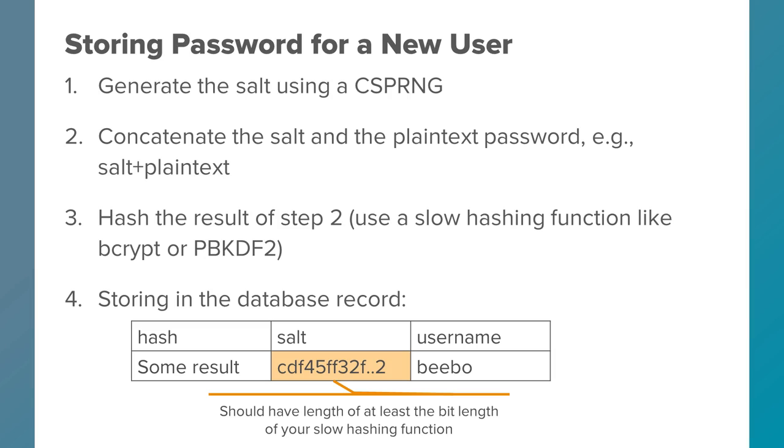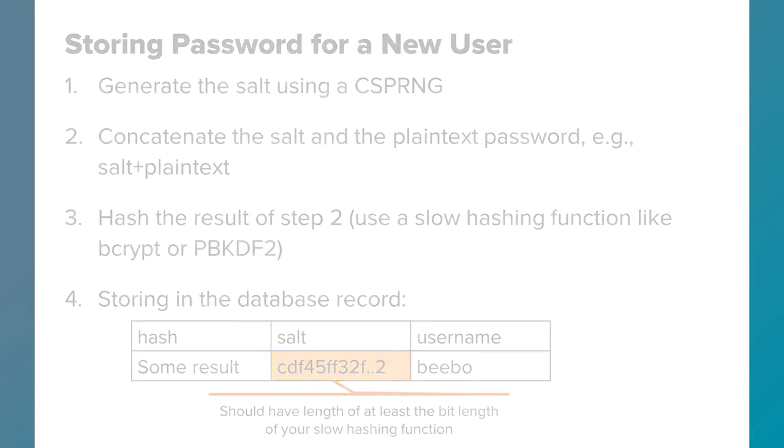The last step is to store your new user record like this. You would have a hash and then a salt, the salt that you generated, and your username, for example. Fundamentally speaking, you want to store the results of the hash that you performed in step 3. You want to store the salt that you used and your username. That will be one record.